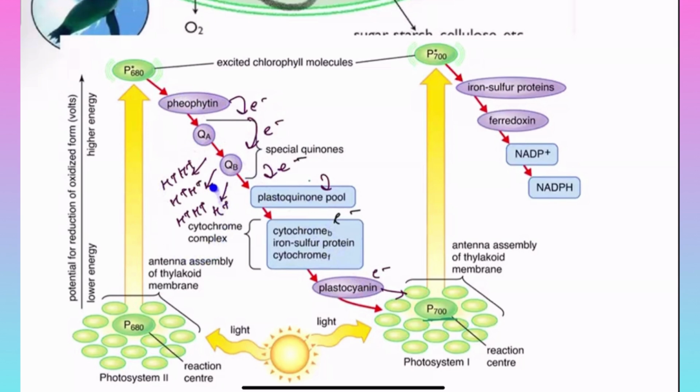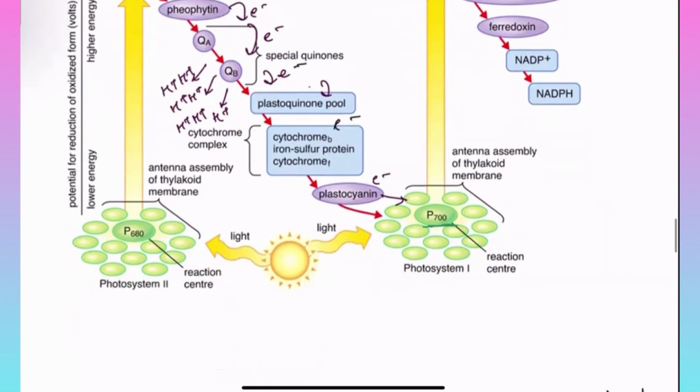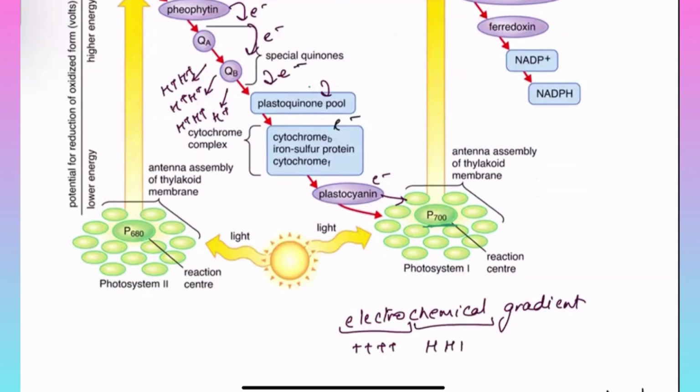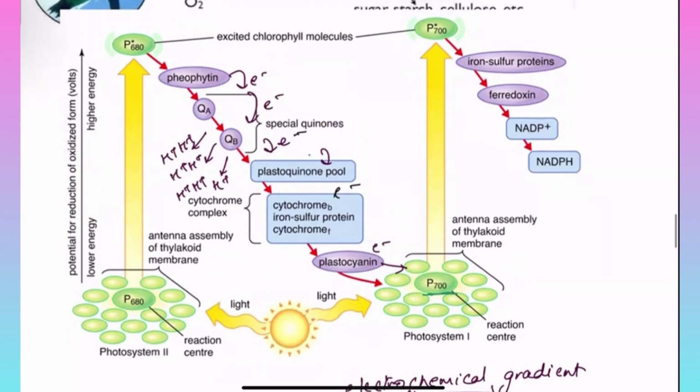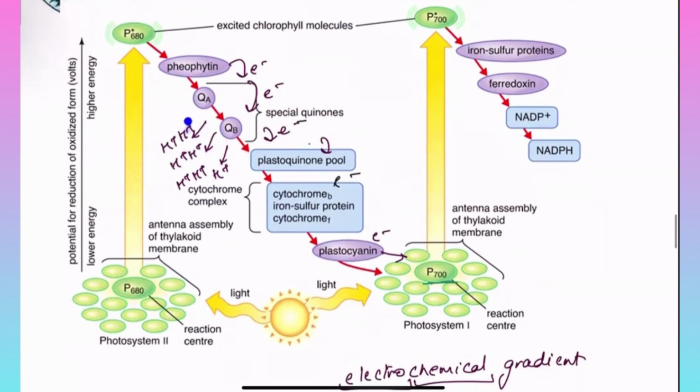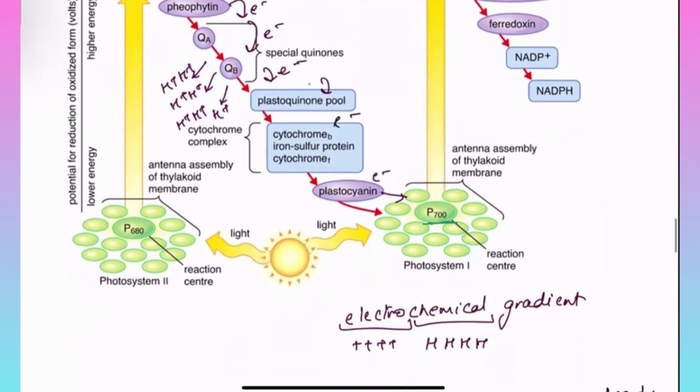the membrane. This H plus accumulated outside creates an electrochemical gradient. Electrochemical gradient means electrical plus chemical gradient. Electrical gradient is formed because of more plus ions outside the membrane and fewer inside, more positive outside, less positive inside. Chemical gradient is because of more hydrogen outside and less hydrogen inside. Now this gradient which is established, we'll call this chemiosmosis.